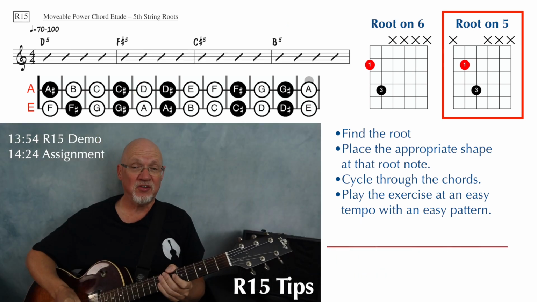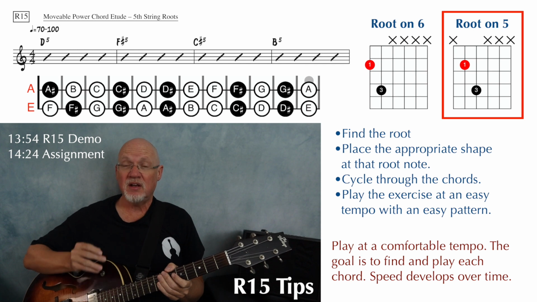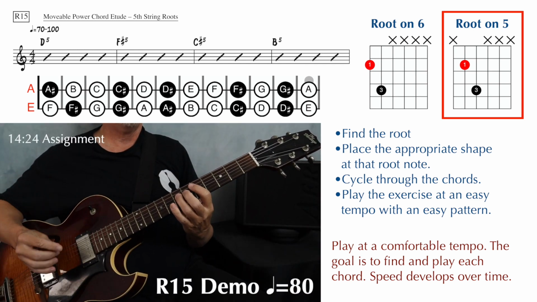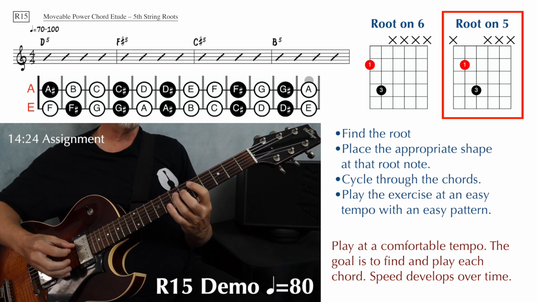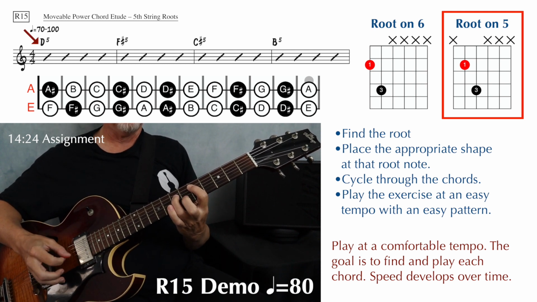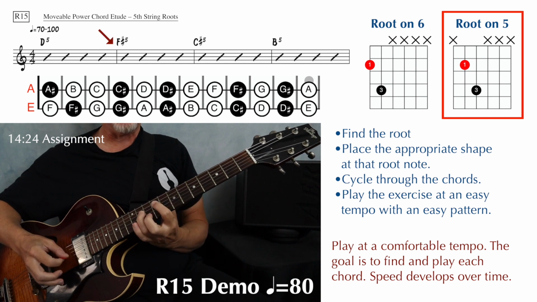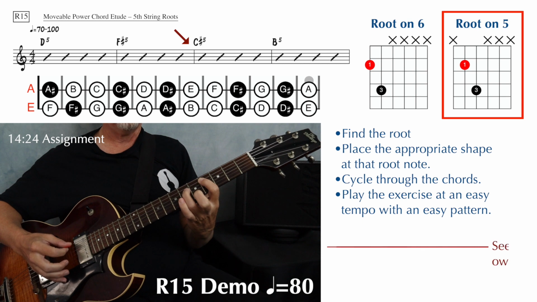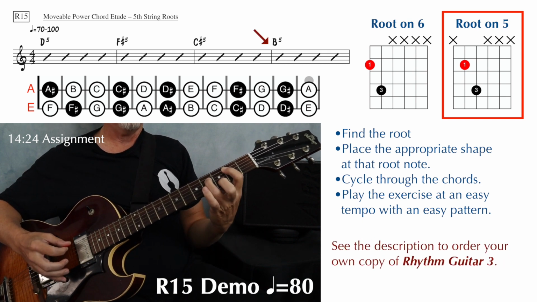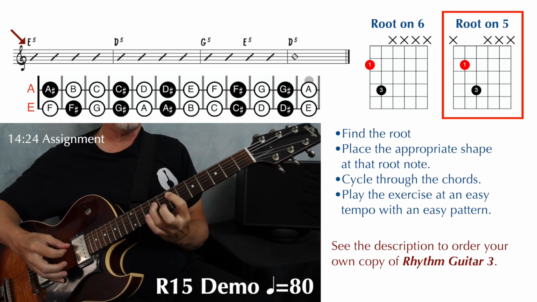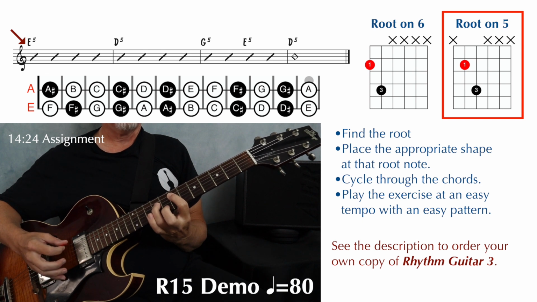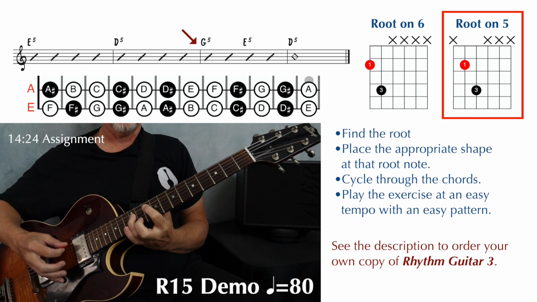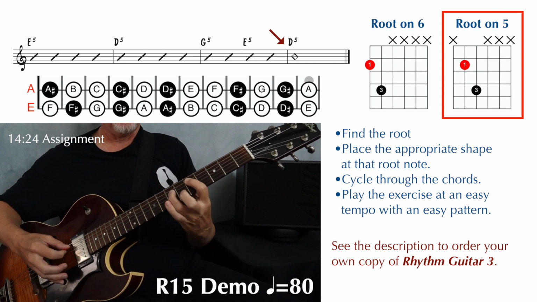And then play through the exercise, nice moderate speed, easy pattern. 1, 2, 1, 2, 3, 4. D5, F sharp power chord, C sharp, B, E, D5, G, E, and D.